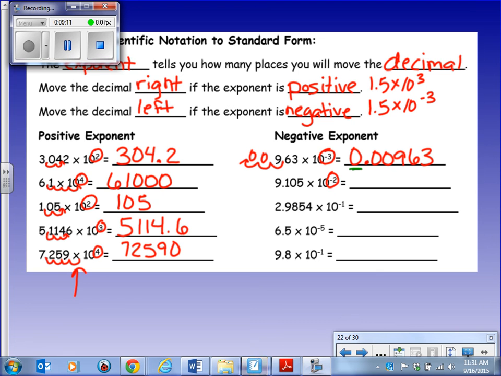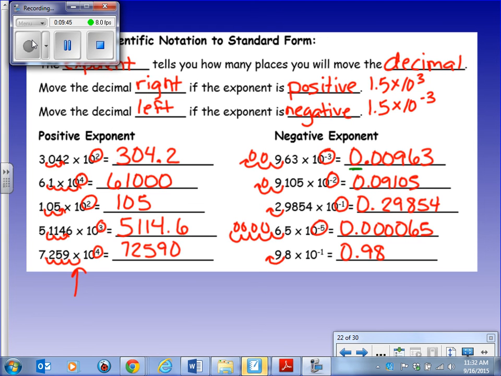All right, let's take a look at the next one. We have negative 2, so we're going to move 2 places: 1, 2. Again, we put a 0 there, so it's going to be 0.09105. Okay, let's take a look at the next one. The next one is a negative 1, so we're going to move it only 1 space. So we're going to do 0.29854. Now what I want you to do is pause the video here and try the next 2.